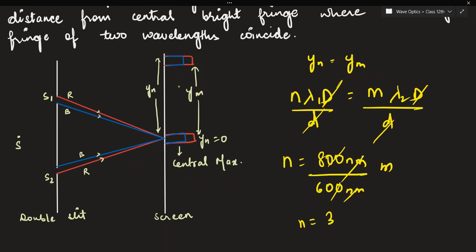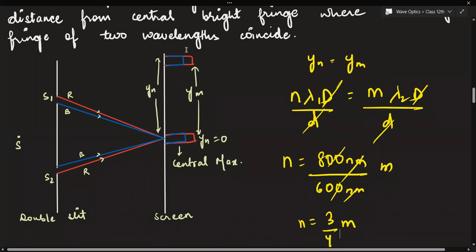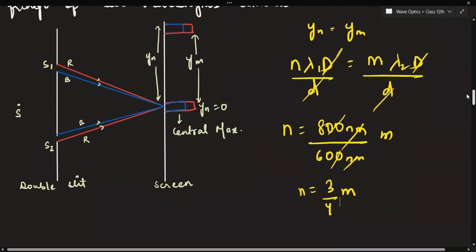N becomes 3 by 4 m. Now class, these fringe values cannot be in decimals or fractions. Like you cannot have the 0.89 fringe of the first wave coinciding with the 3 by 4th fringe of another. No, the fifth will coincide with the sixth, the third with the fourth. Like this you will be having.